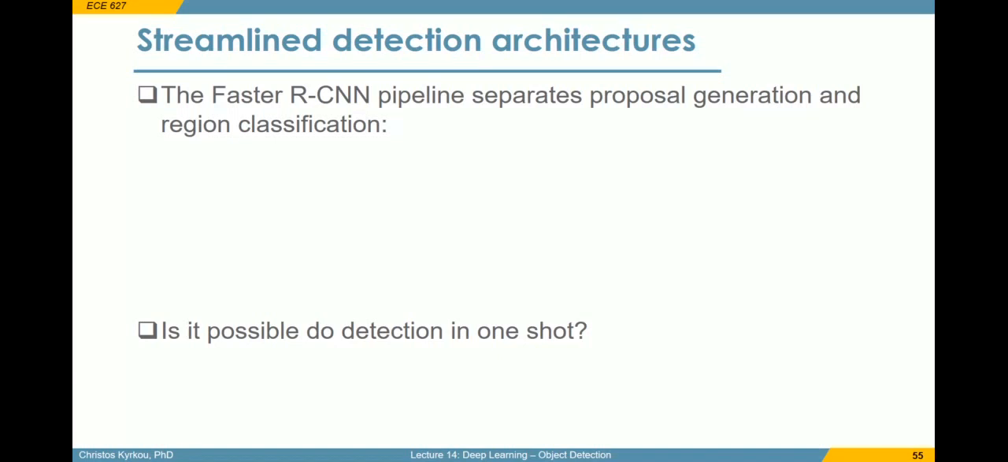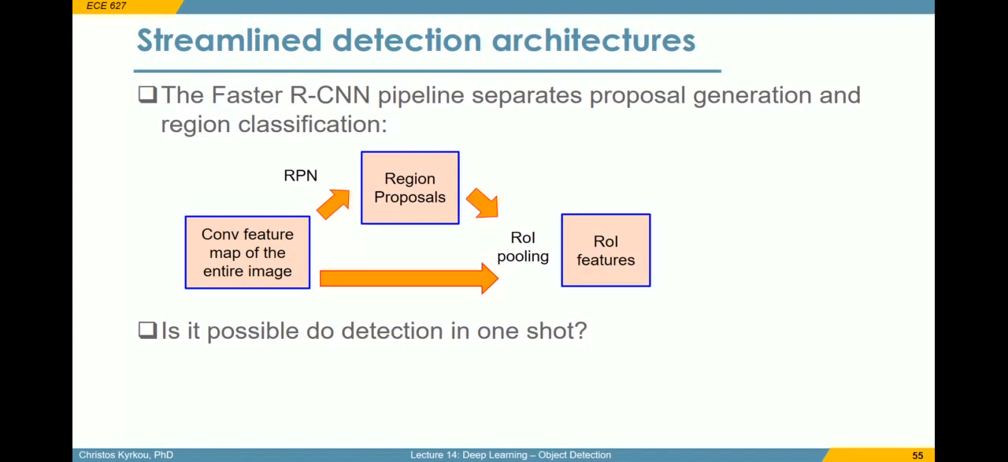So that was the first major branch of research in deep learning for object detection that relied on extracting regions and region proposals to do the detection. The main issue that is left to be tackled is if it's possible to remove now this proposal stage and do detection in the same way that we do classification.